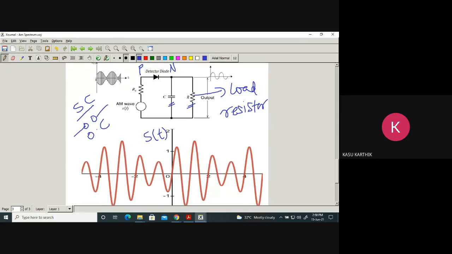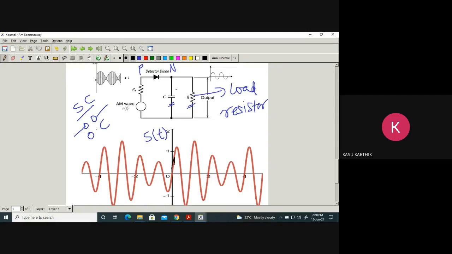Whenever P side is less than N side, obviously the diode will be reverse biased. In reverse bias, you can replace the diode with an open circuit and the diode won't conduct. Now it is a very simple circuit. Now what happens? Let us assume that this is the input to the above circuit. Suppose we are applying this voltage.